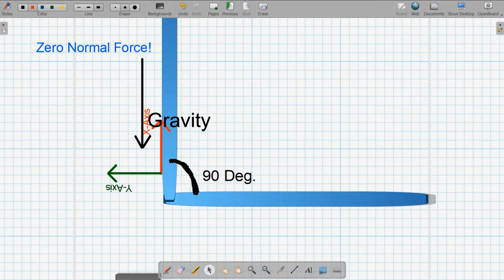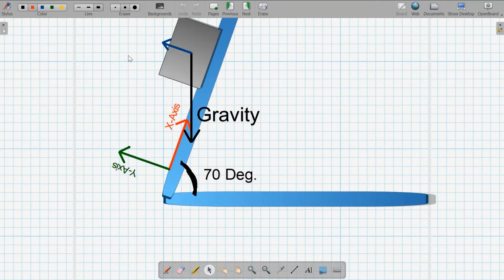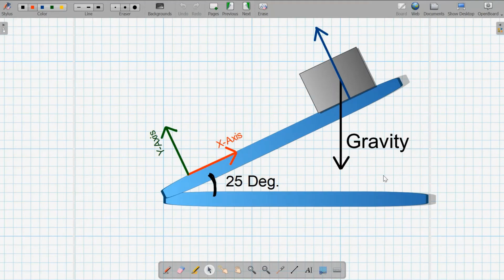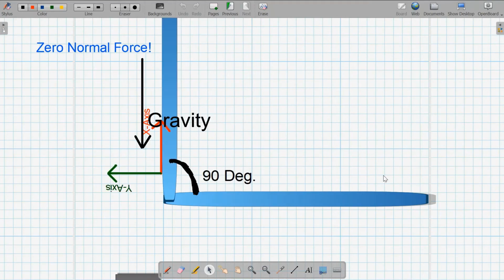And that should be obvious why that's the case, because at that point, gravity takes over and the block slides off. So if the block slides off, it's no longer in contact with this surface here. So think logically here. Zero contact means zero normal force. So you're going to always have zero normal force at 90 degrees and maximum normal force at 0 degrees. Okay, so keep that in mind. So here, maximum normal force, and it slowly decreases until we get to 0 at the 90-degree angle.